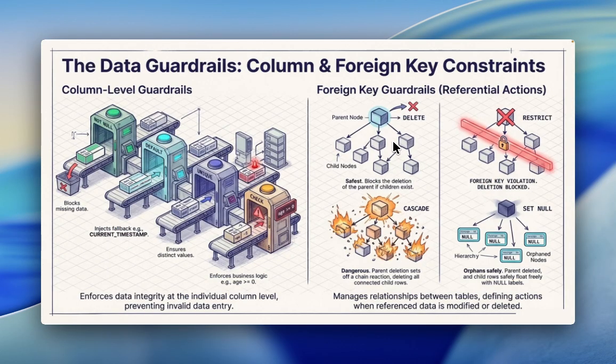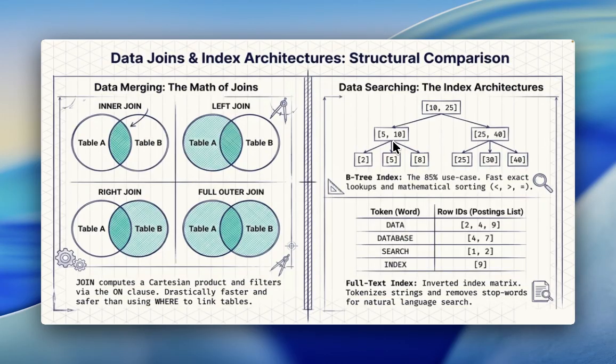The data guardrails. Column-level guardrails: NOT NULL blocks missing data, DEFAULT injects fallbacks, for example the current timestamp, UNIQUE inserts distinct values, and CHECK enforces business logic, for example age is greater than or equal to 0. These enforce data integrity at the individual column level, preventing invalid data. Foreign key guardrails set the reference action when a parent node is deleted. RESTRICT blocks the deletion if the child rows exist. CASCADE is dangerous: parent deletion starts a chain reaction, deleting all connected child rows. Otherwise a foreign key violation blocks the deletion. SET NULL avoids orphan nodes: the parent is deleted and the child rows are safely orphaned with a null value. Foreign keys manage relations between tables, defining the action when referenced data is modified or deleted.